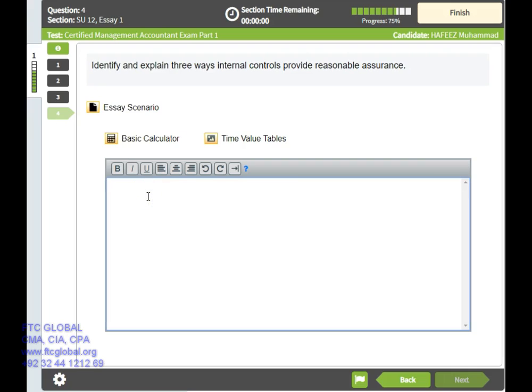Internal control can only provide you reasonable assurance, not absolute assurance, because no system of internal control can provide you absolute assurance. There are certain limitations of internal control, because we have to see the cost of control also. We can't construct a control that is costly to implement, but the benefits are limited. So one of the reasons why we have reasonable assurance is that we have to keep our cost of controls low. So the assurance is reasonable.